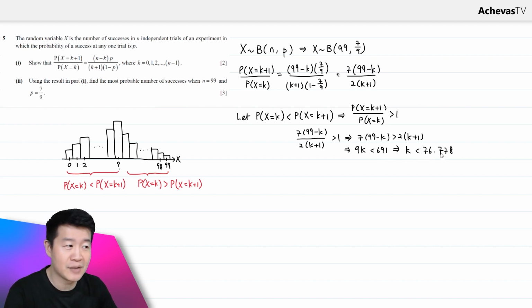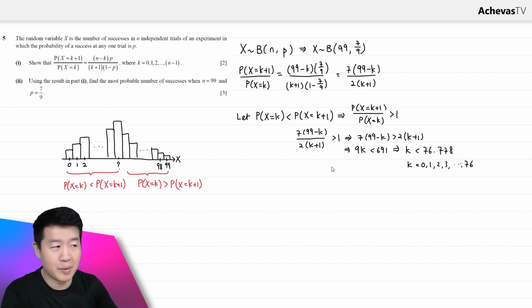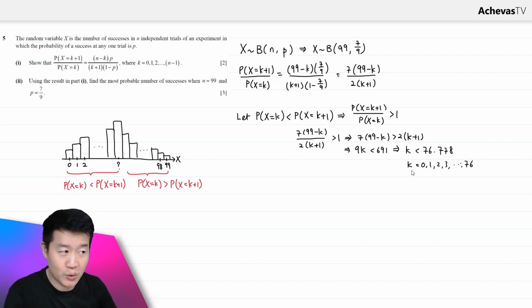And k is an integer value from 0 all the way until n minus 1. So if k is less than 76.778, k will take values like 0, 1, 2, 3, all the way until 76, correct? What does this tell me about the most probable? When k is equal to 0, the probability that x is equal to 0 is going to be less than the probability that x is equal to 1. And if k is equal to 1, then the probability that x is equal to 1 is less than the probability that x is equal to 2. I can go on and on all the way until k is equal to 76.